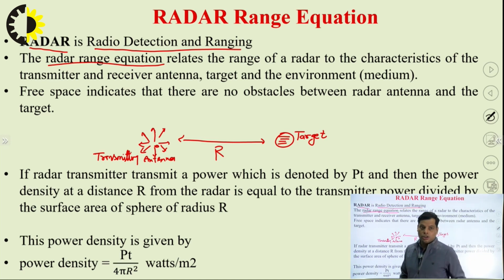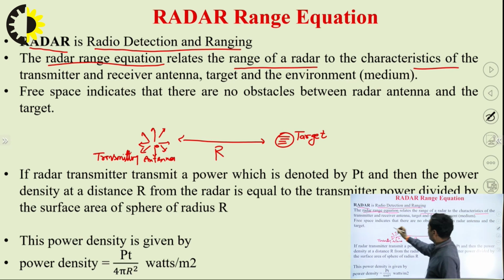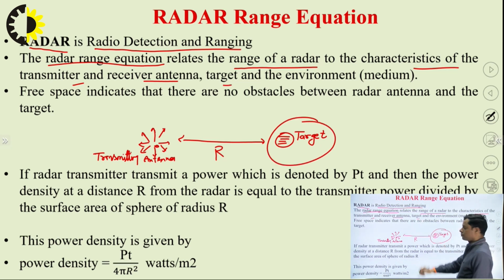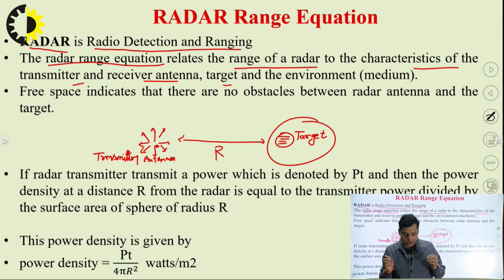So this radar range equation relates the range of a radar to the characteristics of the transmitter and receiver antenna, that is, what antenna we are using at the transmitting end as well as at the receiving end, and also the target, about which we want to get some information, and the environment, that means the media. So this is the general thing that I have discussed.